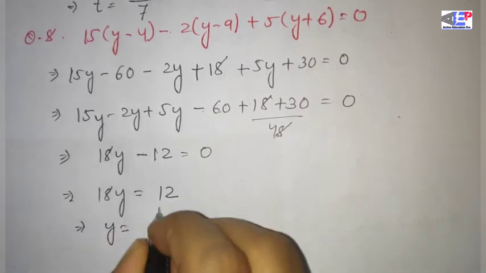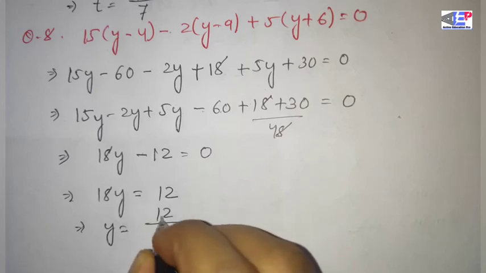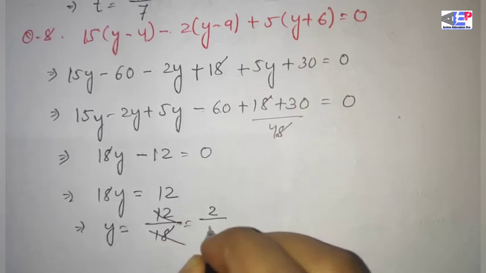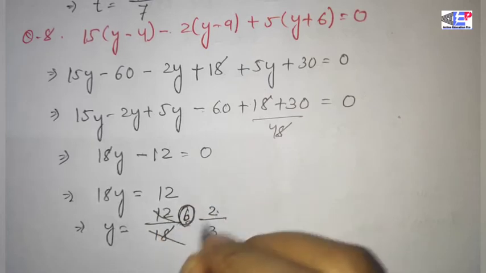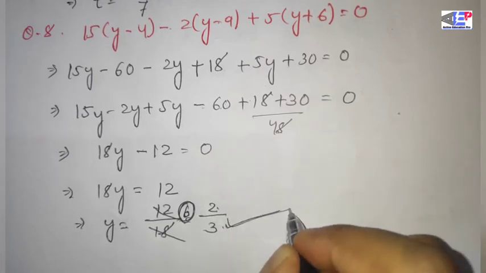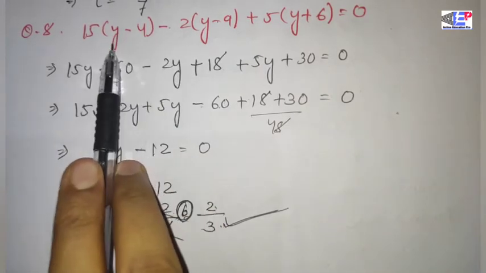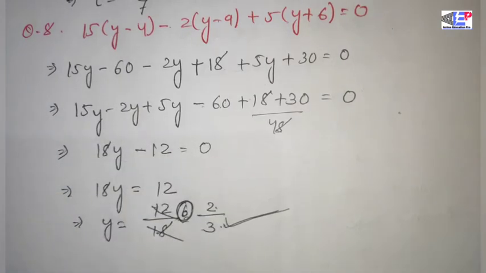And then y is 12 by 18. By cancelling both the numerator and denominator by 6 it will be 2 by 3. If you cancel by 6, then 6 twos are 12 and 6 threes are 18, and here the answer is 2 by 3. For this question number 8, the variable is y and the value of y is 2 by 3.